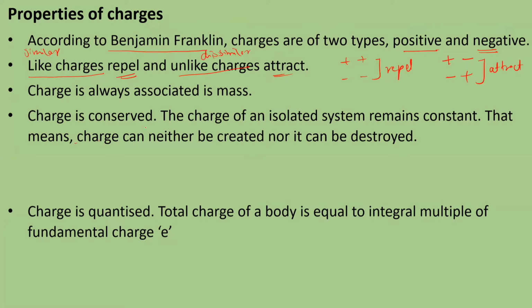Now we will see the third property of charges. The third property of charge is that it is always associated with mass. That means charge cannot exist without mass. It needs mass to exist.